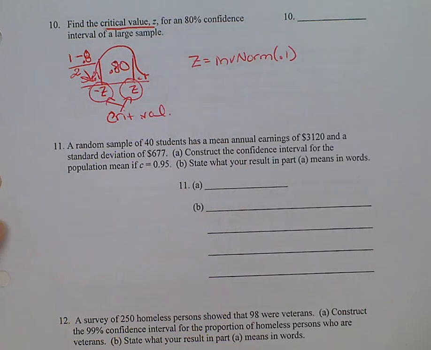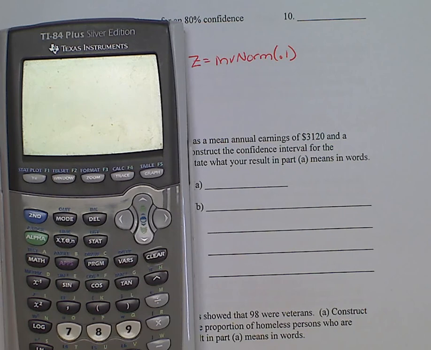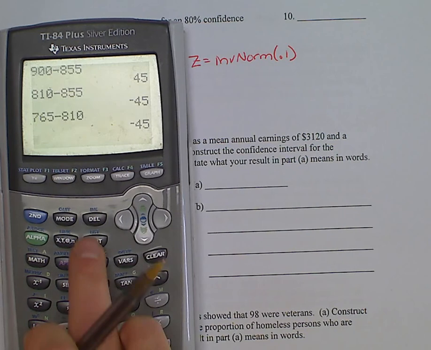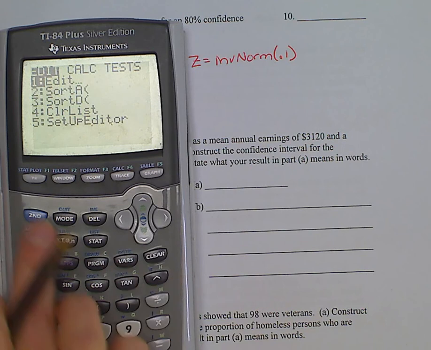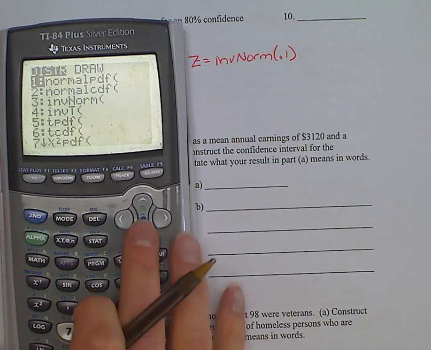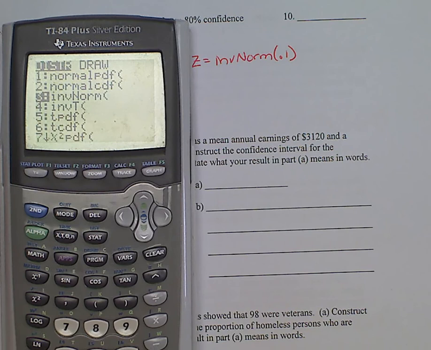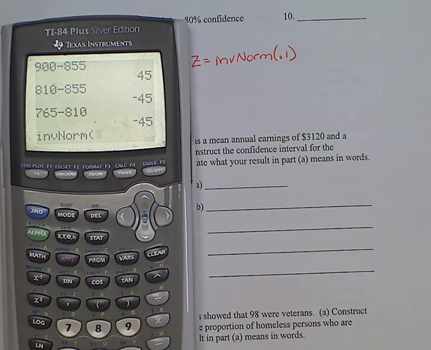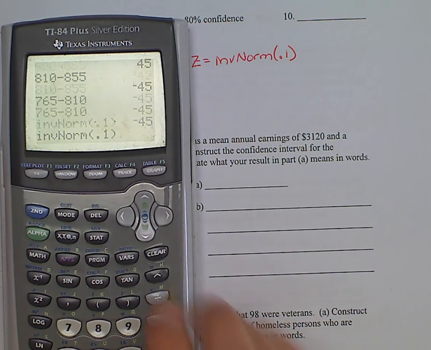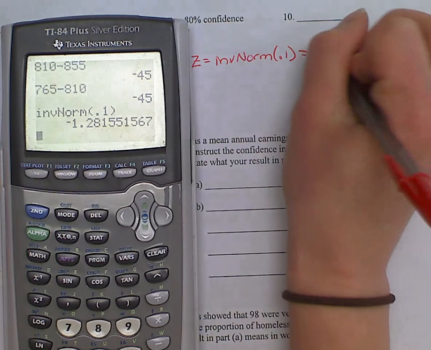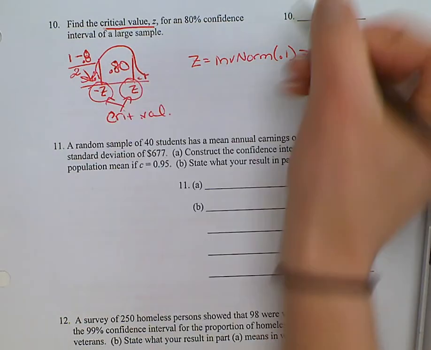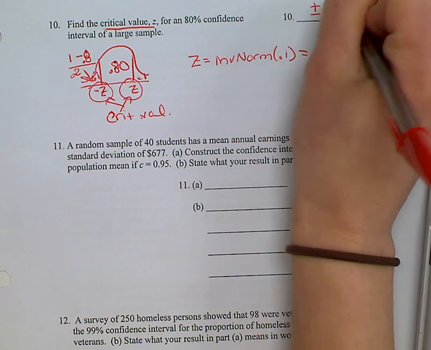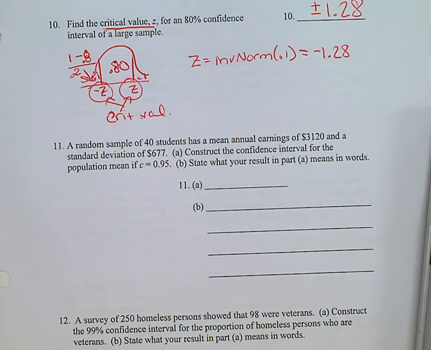Just a little refresher, the inverse norm is located by hitting stat. We go into our distributions. Second, distribution. We want option 3, the inverse norm. Remember, it only reads the area at the bottom. So it's going to give us negative 1.28. Really, we have two critical values, plus and minus 1.28.